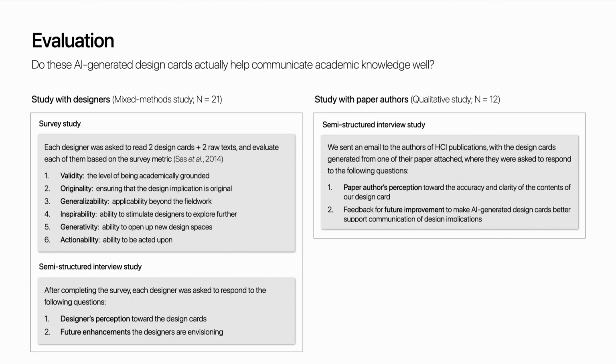More specifically, we asked them to rate using a survey metric consisting of 6 values for evaluating the communication of design implications. Here, we hypothesized that key academic values like validity, originality, and generalizability would remain the same across both raw design implication text and AI-generated design cards. Additionally, we expected our design cards to augment inspirability, generativity, and actionability. Also, for the study with paper authors, we added 8 more papers and emailed the design cards to the authors of 12 papers in total and requested their evaluation of this design card.